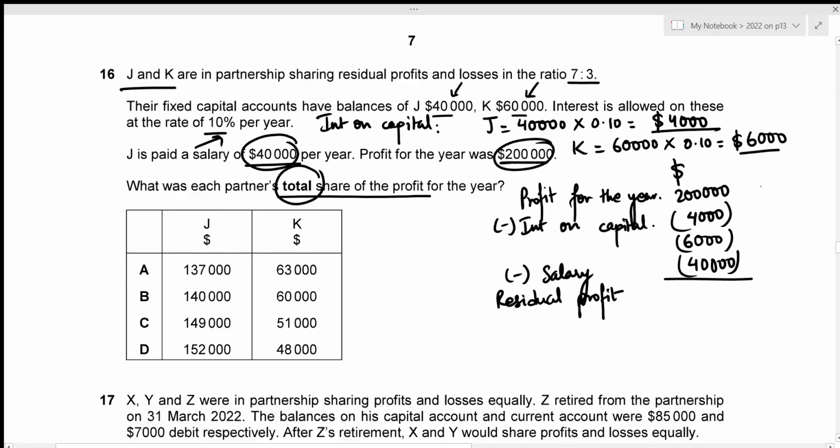That is the sum of these four amounts. That's 200,000 minus 4,000 minus 6,000 minus 40,000, which results in 150,000. We now need to divide this residual profit among the partners, J and K.